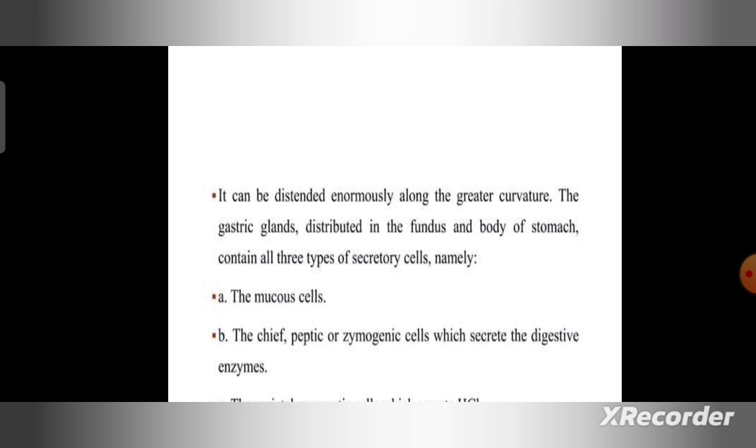And the gastric glands distributed in the fundus and the body of the stomach contain all three types of secretory cells. First is the mucus cell, second is the chief cell, the peptic or zymogenic cell, and third is the HCl secreting cell, that is, gastric juice is secreted from the gastric glands.